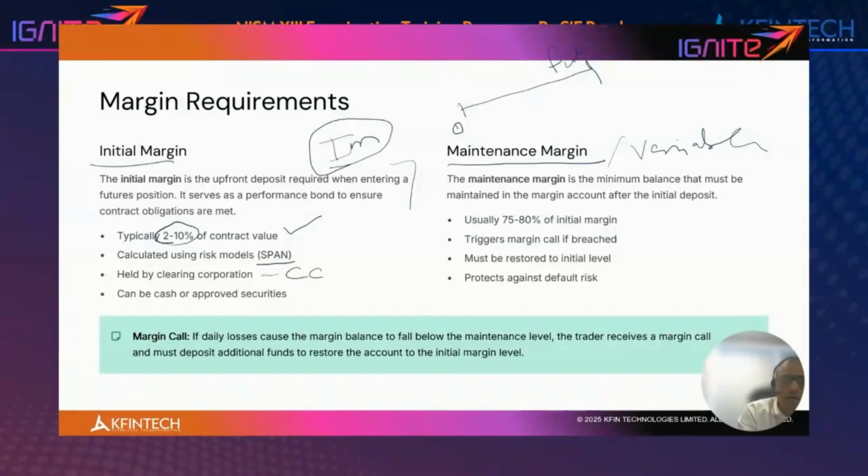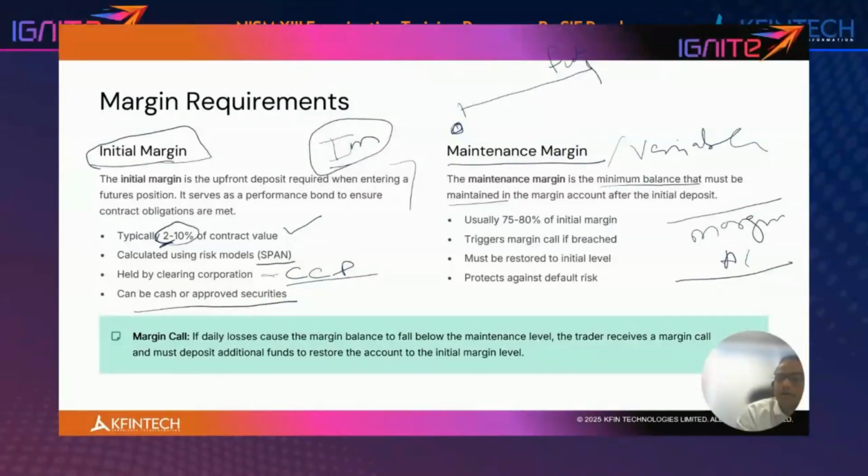Held by the clearing corporation, the central clearing party. Can be cash or approved security. Initial margin is paid at the initiation of the contract and is 2 to 10% of the contract value. Maintenance margin is the minimum balance that must be maintained in the margin account. It is 75 to 80% of the initial margin. Suppose the initial margin over here was 10 lakhs. The maintenance margin would be 8 lakhs.